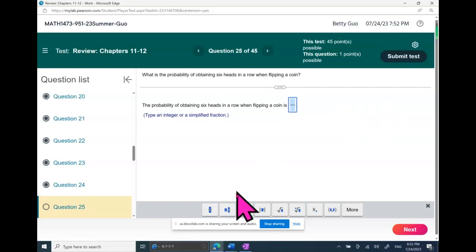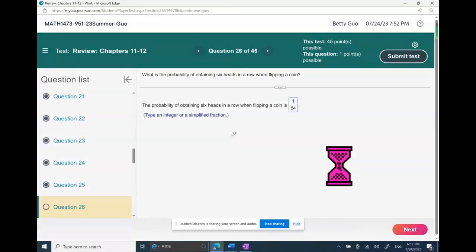1 over 64. 64 is 2 to the power of 6, or 8 times 8, 64. Next.